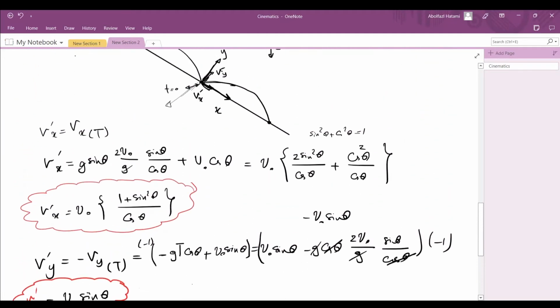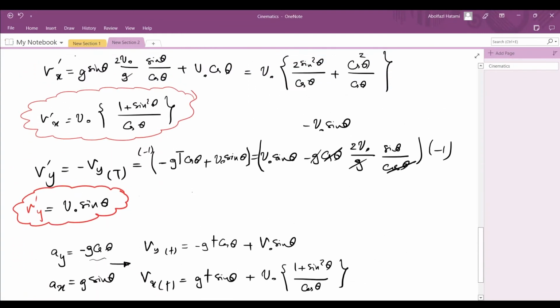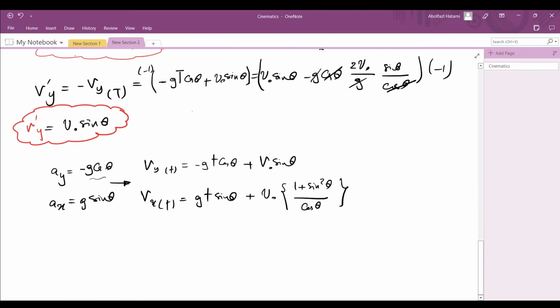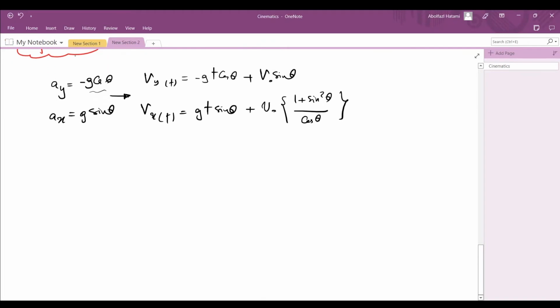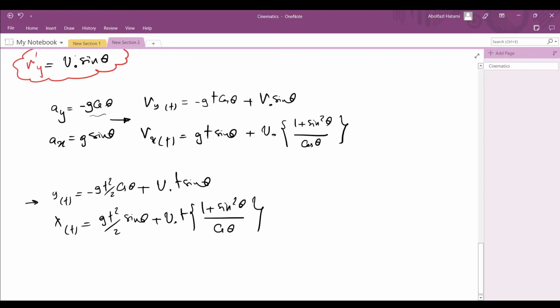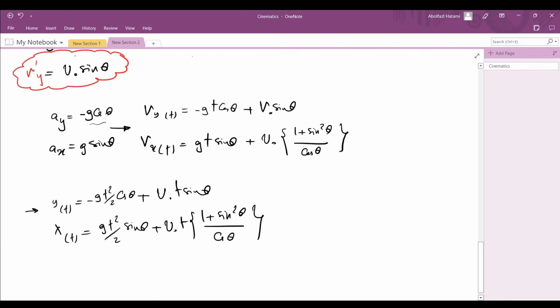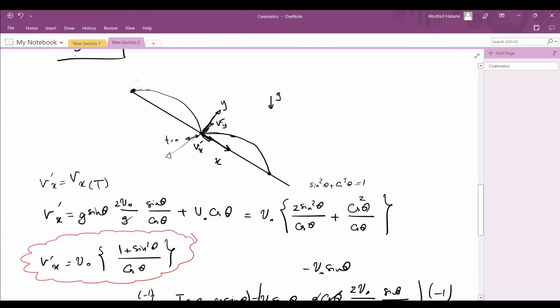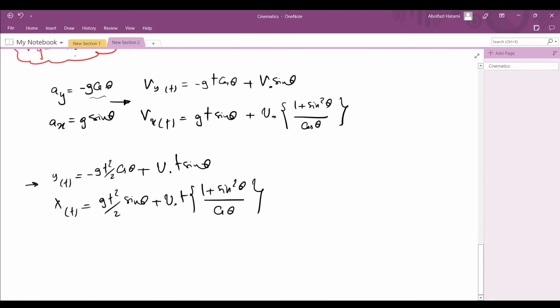So again, how can we obtain S1 from these equations? Oh, I forgot to write the positions. We again integrate these equations and obtain y of t, minus g t squared divided by 2 cosine theta plus v0 t, and also x of t. Okay. Again y0 and x0 are 0 because we changed our coordinates and put the origin at the place where we have the first collision, meaning here.